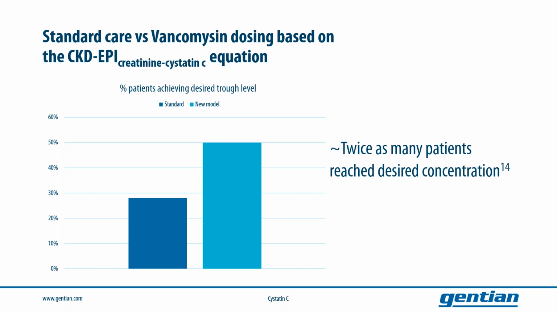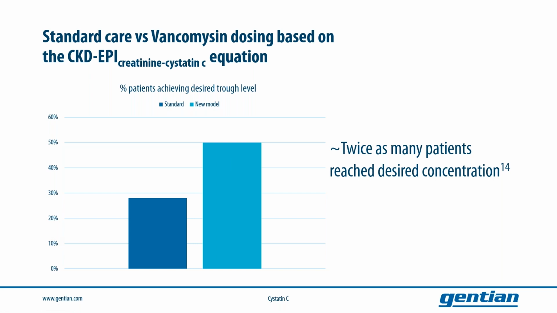And then they compared the standard of care, which was using GFR based on creatinine, which is the blue one here, where they saw that they managed to dose 27% of the patients to the optimal trough levels. But when they introduced the CKD-EPI creatinine Cystatin C equation, combining both creatinine and Cystatin C, they managed to get the right trough concentration of vancomycin in almost twice as many patients. So a significant improvement in patient care was achieved.